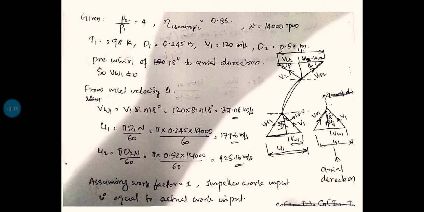The actual work required per unit kilogram is Cp (T02 minus T01) or Cp (T2 minus T1). The first one is in terms of stagnation condition, and the second is in terms of static condition. The Euler equation or impeller work required comes from the velocity triangle equation, that is VW2 U2. Here, since VW1 is there, the work done per kilogram is VW2 U2 minus VW1 U1. If you want the work done per second, multiply it with mass flow rate m dot into (VW2 U2 minus VW1 U1). That will be the work done per second.